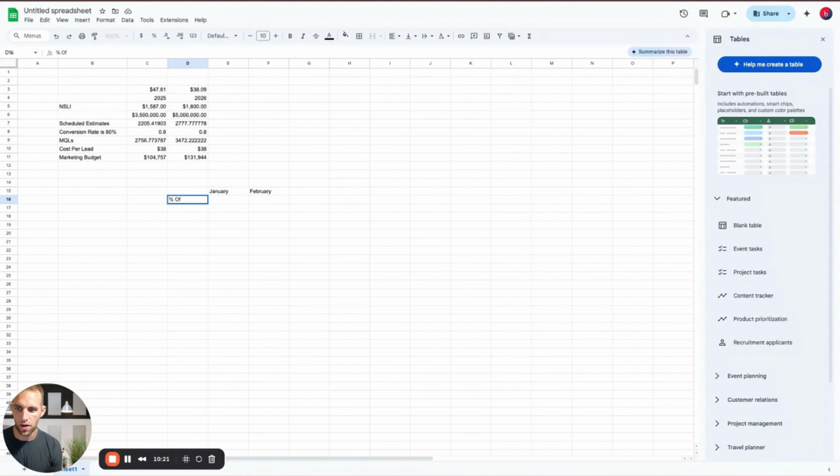So this is percent of annual leads. And let's say, because we all know that it's slower in the winter time, but we don't know by how much. So let's just say that we're going to do 100 divided by 12 is 8%.